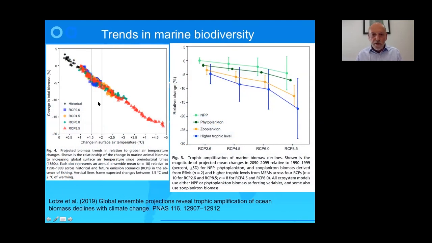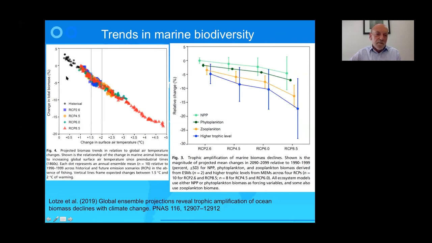One aspect, and I'm finishing quite soon, is of course the biodiversity trend. You all know that we are living basically in the midst of the sixth major diversity loss. The first five were caused by meteorite impact, volcanism, and so on. And this is the first one caused by human activity. And it's not only the terrestrial environment where we face biodiversity loss, but also the marine environment, as indicated here.